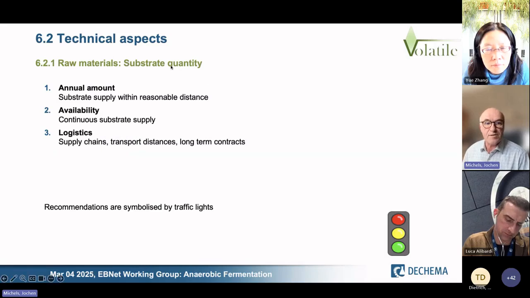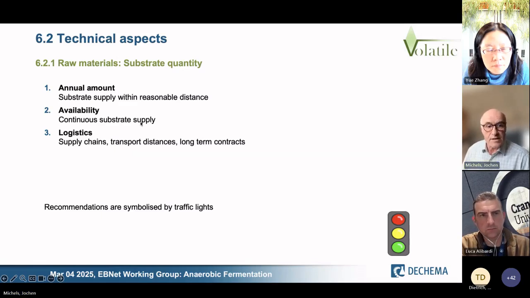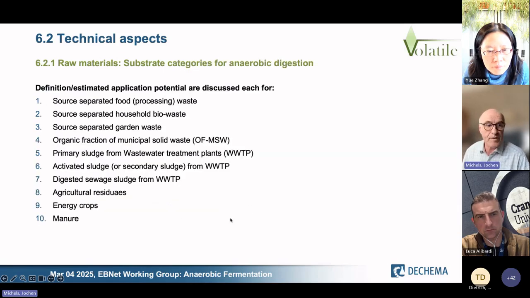Then we had a look at the substrate quantity, so how much is available over the year. Is there a chance for a continuous substrate supply? And about logistics, you have to look at the supply chain, transport distance, and so on, and also long-term contracts to get the material for your anaerobic digester. These recommendations are symbolized by traffic lights.